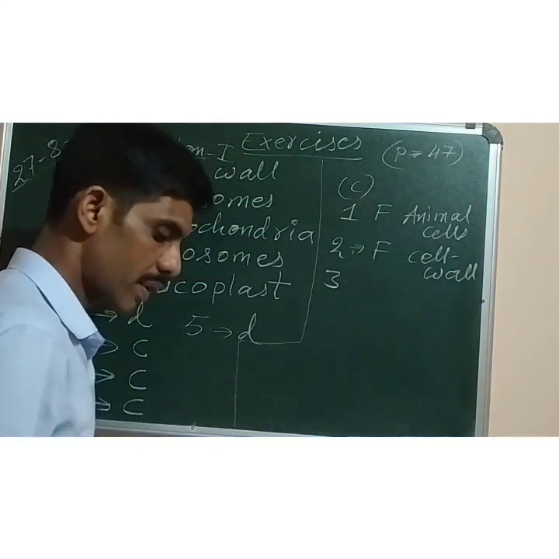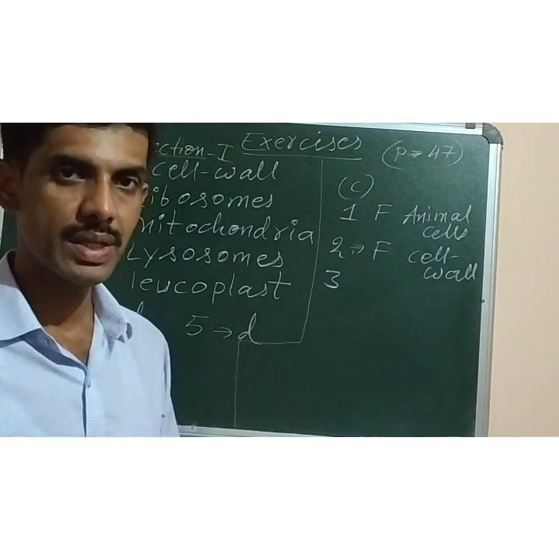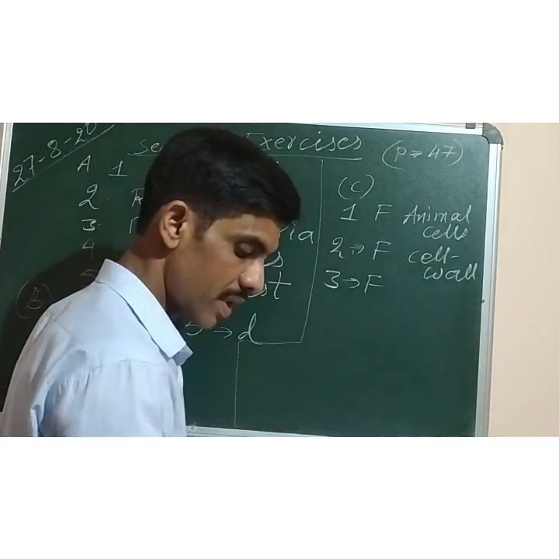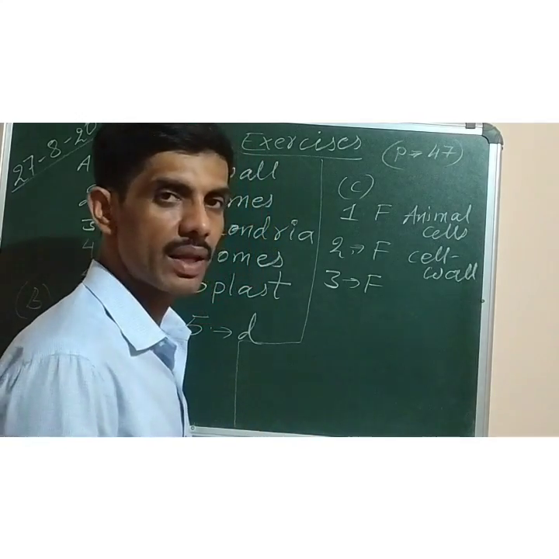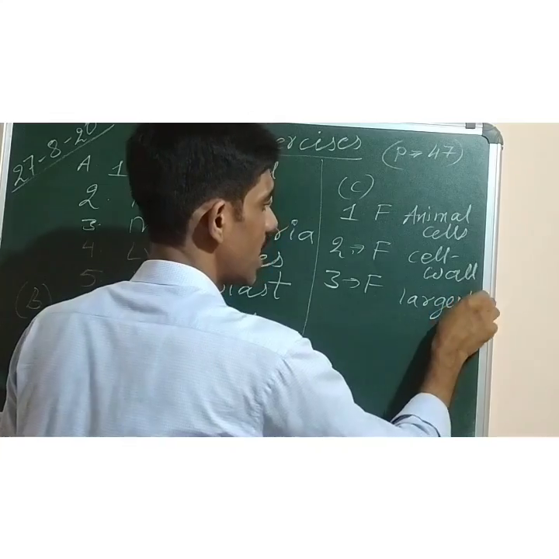Okay. Then third one is the longest cell is that of an ostrich egg. Again it is a false statement. So instead of the longest cell, you can write there largest cell. So change the word longest into largest.